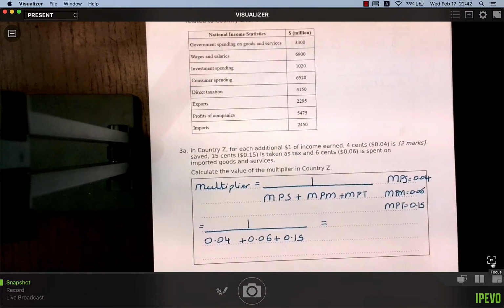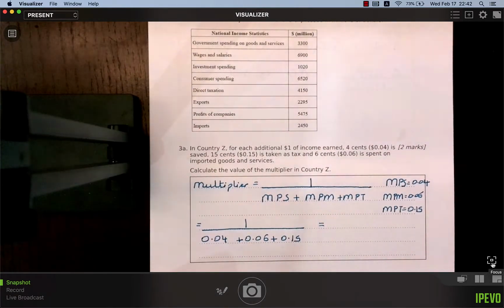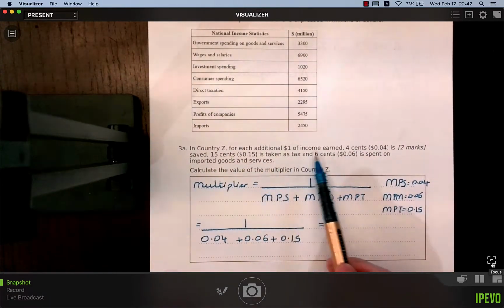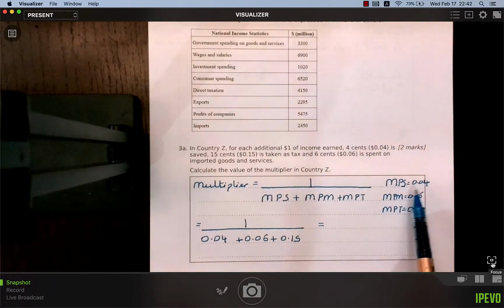I'm trying to keep this quick as I can. So on to 3A here. Now, in country Z, for each additional €1 of income earned, 4 cents is saved. So that's an MPS of 0.04, if you can read my chicken scratch there.